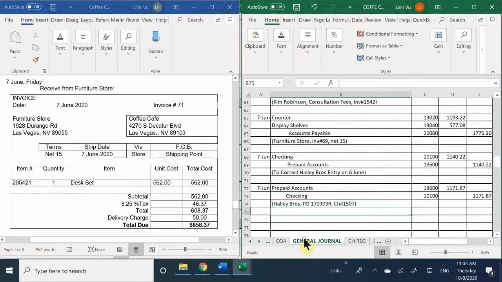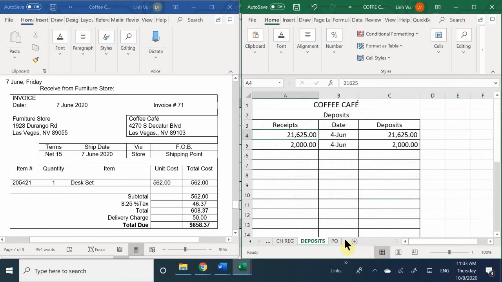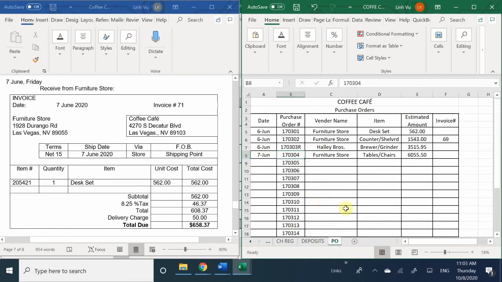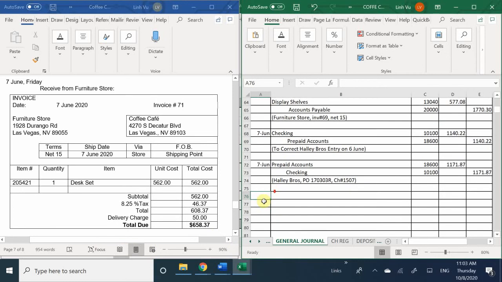Okay? So go to my general journal. Now, before doing that, the first thing you want to do is update your purchase order saying that yes, you received your desk set. So here in my purchase order number 301, I did receive it. It finally came, and it is for invoice number 71, right? And then now you can actually go ahead and journalize your stuff properly, okay?